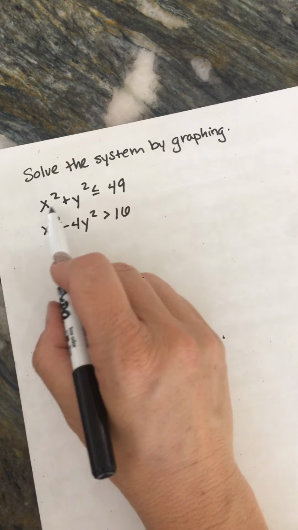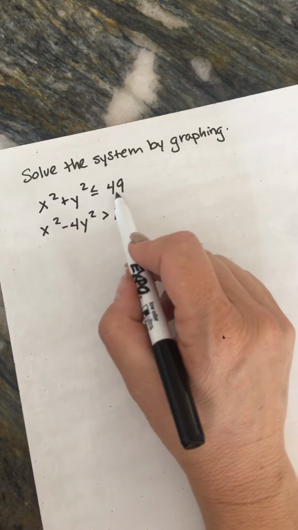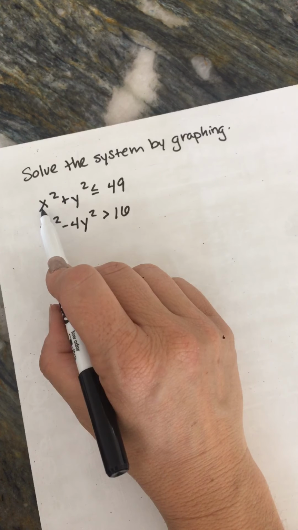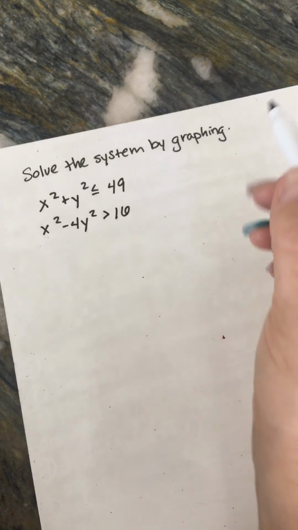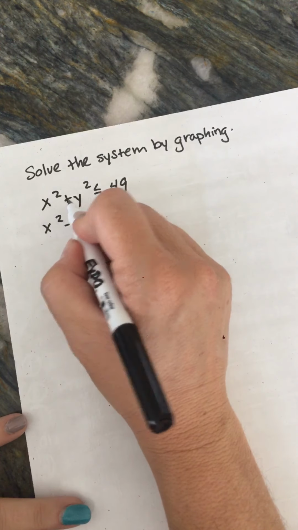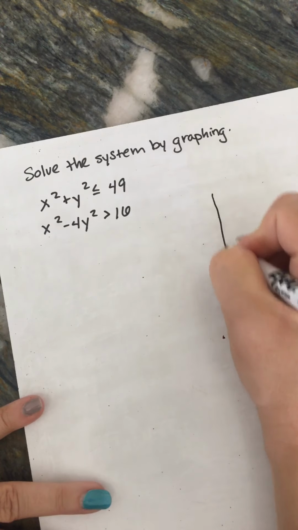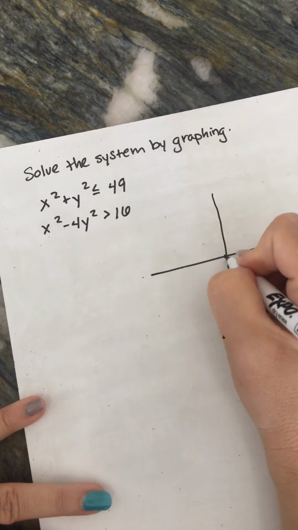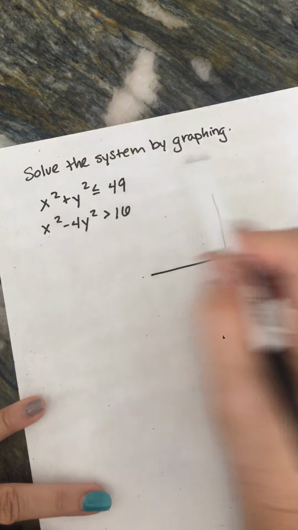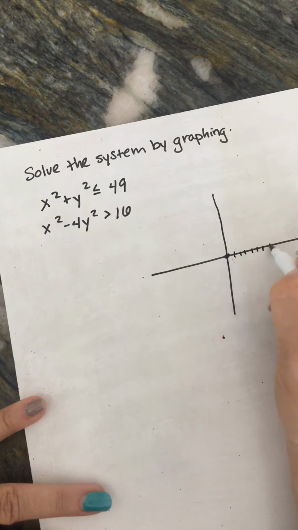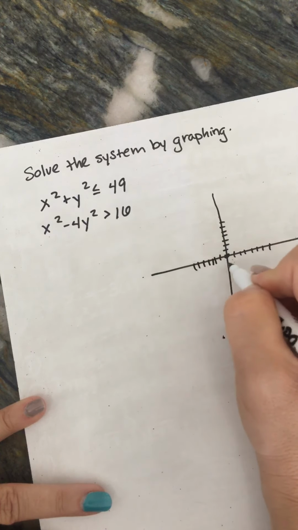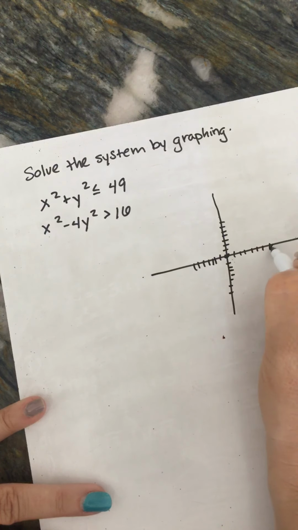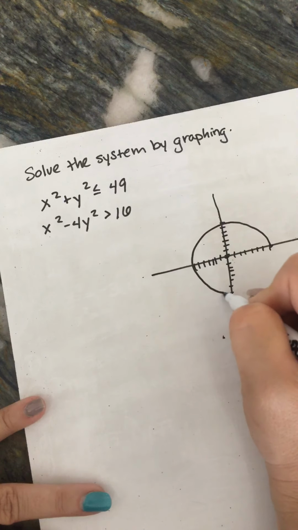I know that this is going to be a circle, right? We've got x squared plus y squared equals r squared, or less than or equal to r squared. So the center of our circle is at (0, 0). So there's the center of the circle. The radius is 7. 1, 2, 3, 4, 5, 6, 7 in each direction. So your circle looks something like that.